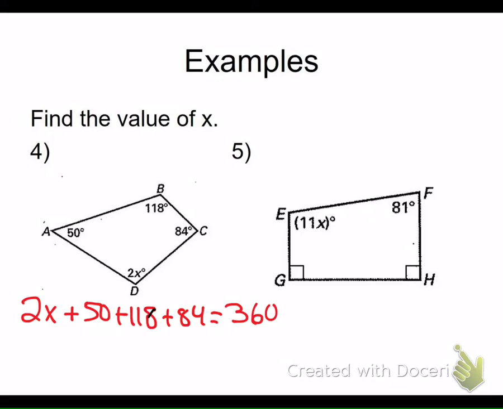And you don't have to write the figure, but write the equation with me so you get a little practice solving these. So again, just the four angles, 1, 2, 3, 4, all add together, so plus signs, to equal 360. Now I need to combine the like terms. So I'll have 2x plus, what's 50 plus 118 plus 84? 252.